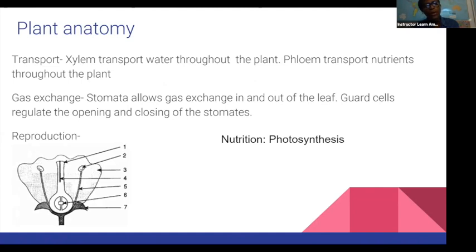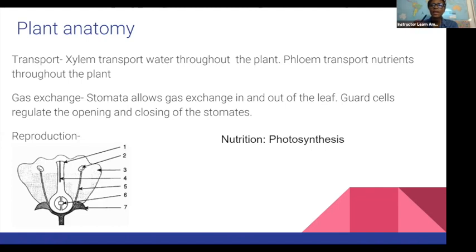Also, I didn't want to go ahead without giving you a review. We've been talking about animals, but plants also have some of the same characteristics, as in transport takes place in their body through the xylem and the phloem, which we mentioned in the last session. The xylem transports water throughout the plant. Phloem transports nutrients throughout the plant.